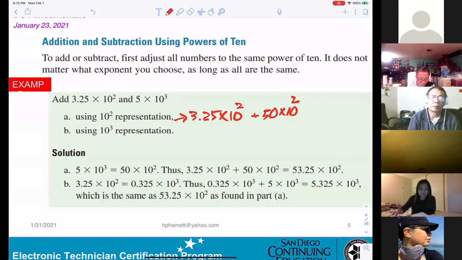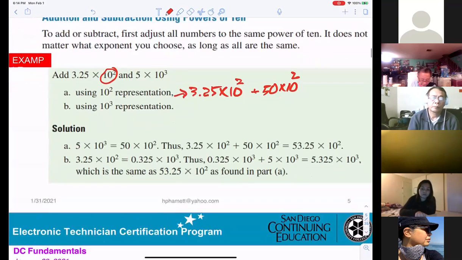If you want to use 10 power of 3, that means on this one here, you have to bring it up to 10 power of 3. So it will be 0.325 times 10 power of 3. Yeah, that's easy.